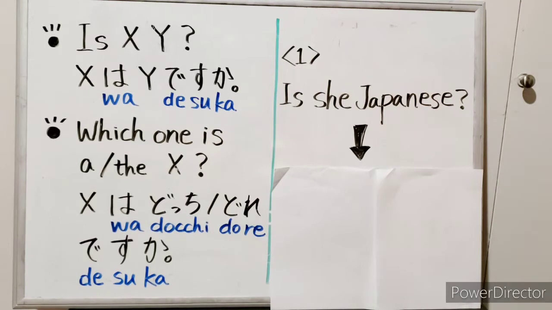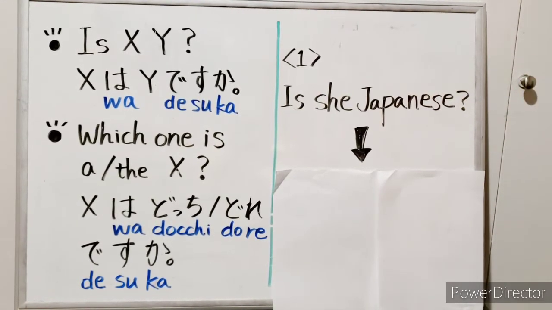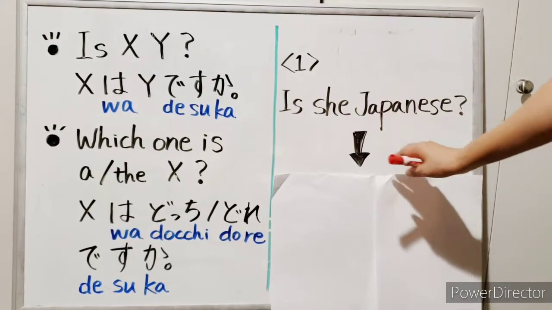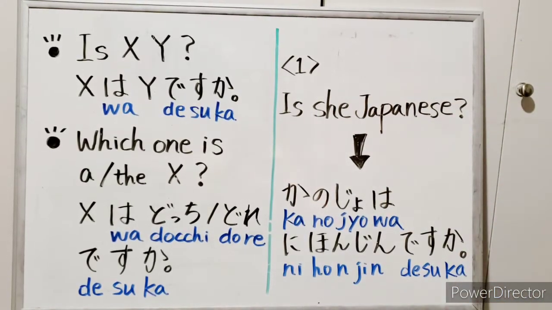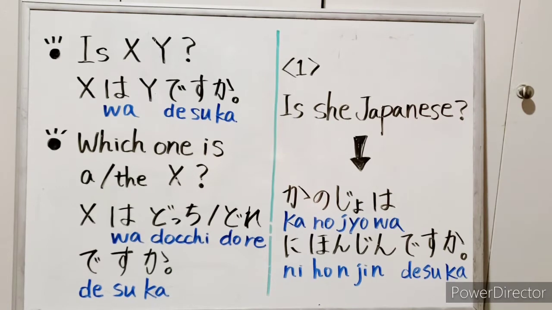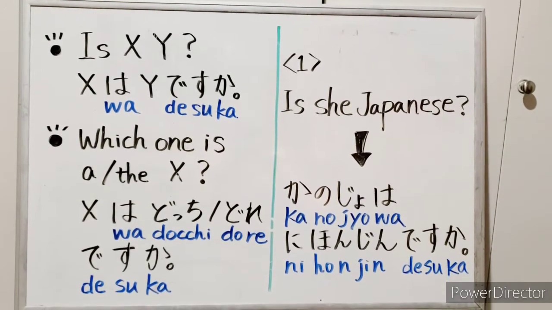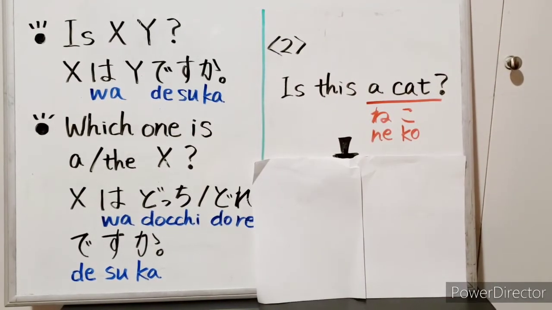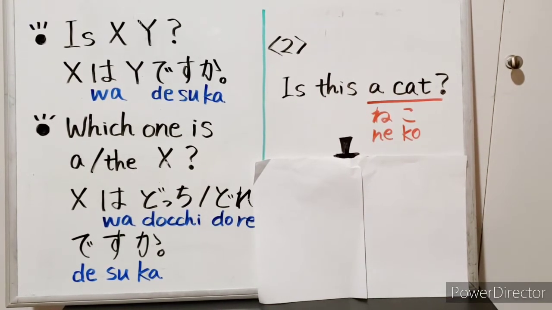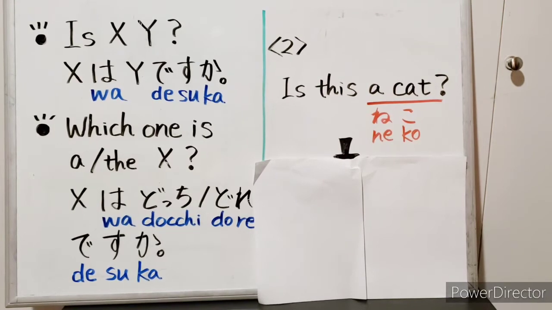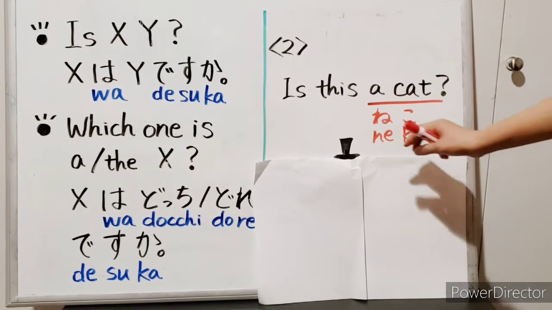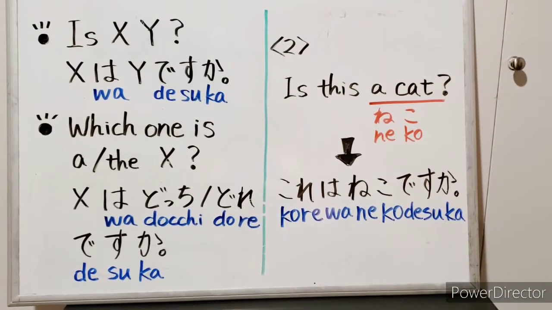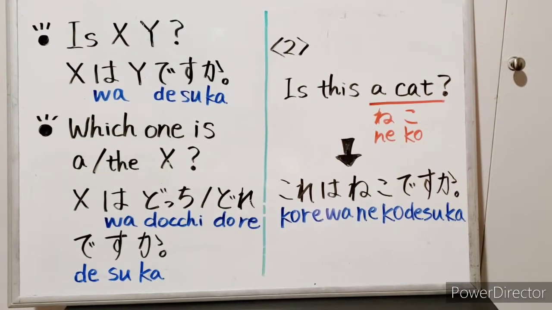Number 1. Is she Japanese? The answer is 彼女は日本人ですか? Number 2. Is this a cat? The answer is これは猫ですか?